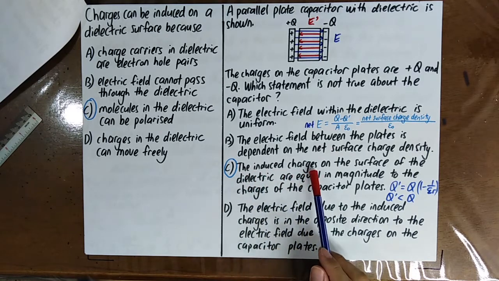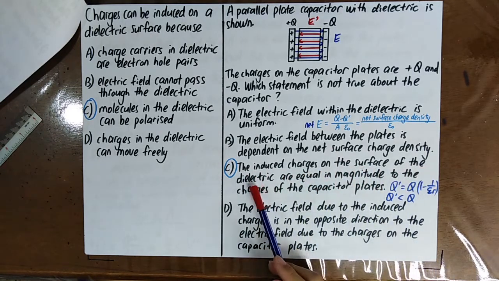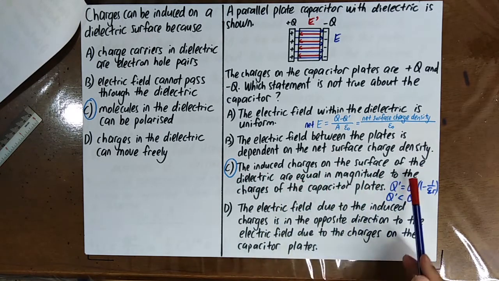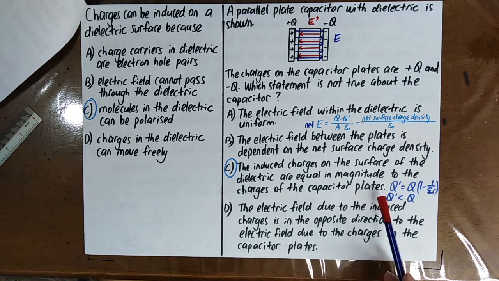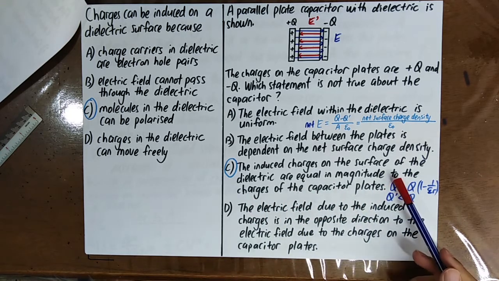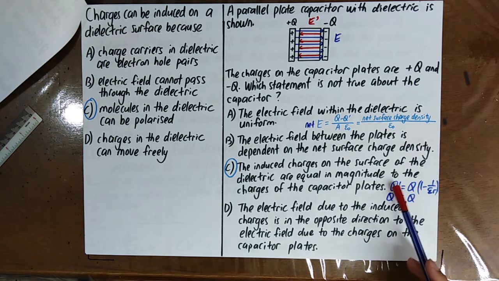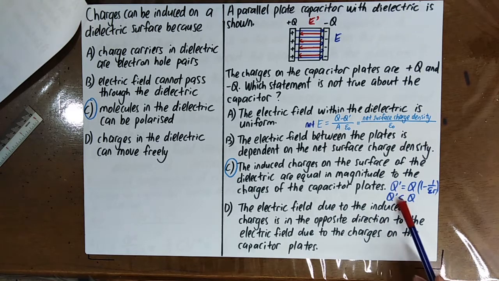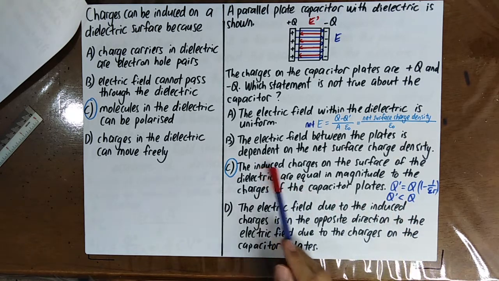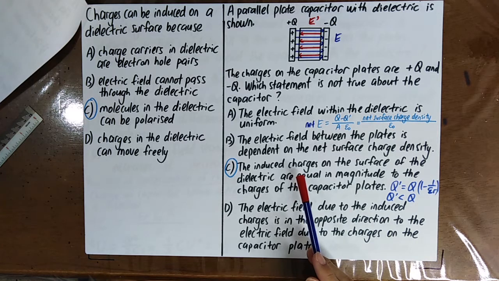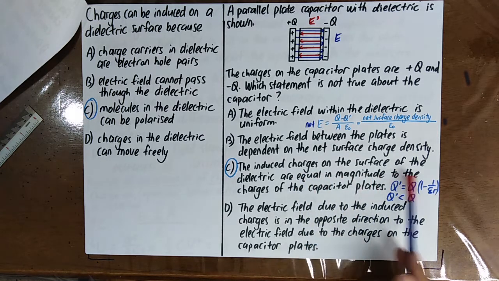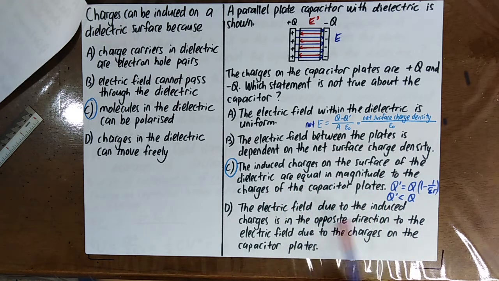The induced charges on the surface of the dielectric are equal in magnitude to the charges of the capacitor plates. No, just now you know that Q prime equal to Q bracket 1 minus 1 over epsilon r. So you know that the magnitude of Q prime should be less than Q. So you know that the induced charges should be less in magnitude to the charges of the capacitor plates.